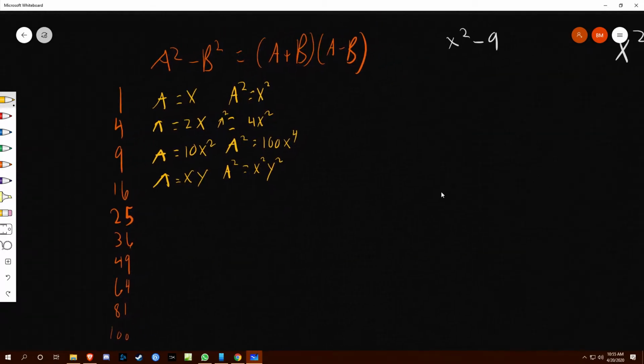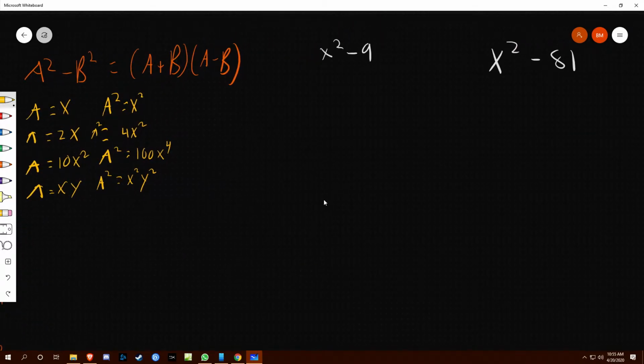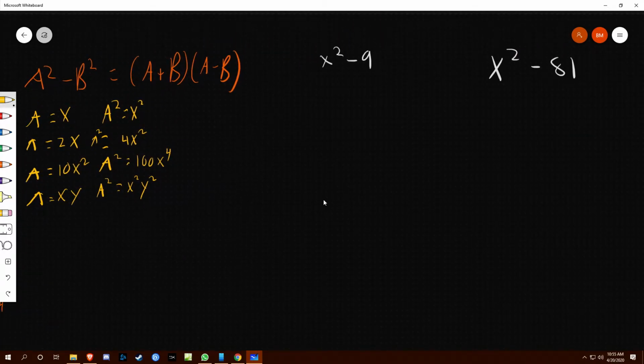Let's just jump right into solving a problem. So we're given x squared minus 9. What we want to solve for is a. Well, what we need to know from the formula is that a squared is everything in front of the minus sign. Well, everything in front of the minus sign here is x squared. So we have a squared equals x squared.